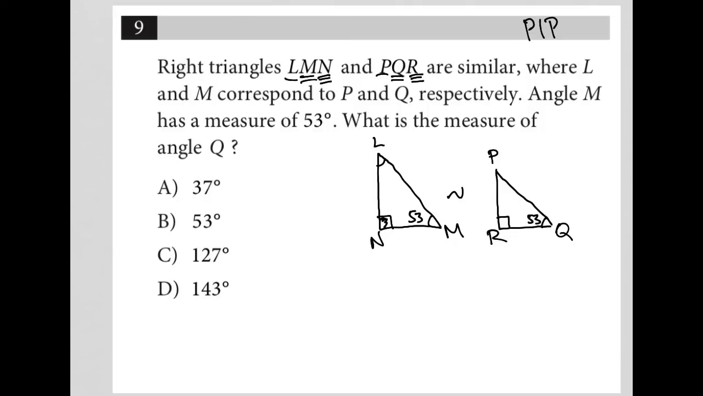What is the measure of angle Q? Oh, well, we just did it. I had no idea that I was going to ask that. So the measure of angle Q is 53. And I just explained exactly why. It literally is in the definition of what it means for two shapes to be similar, right? They don't have to be the exact same size, but the corresponding angles are definitely congruent. So that's our answer for number 9.